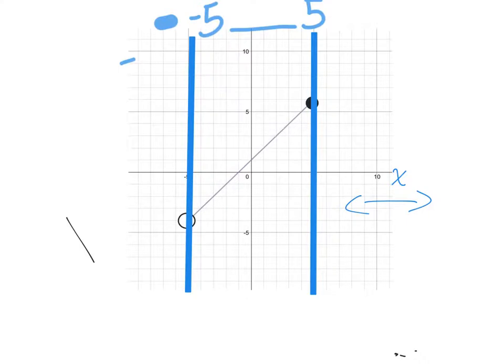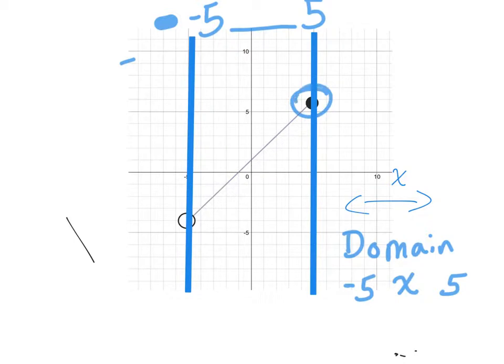Now how do we write that? Well, as an inequality. We know that our x values will be less than or equal to 5, but bigger than -5. And as we can see here, because of that closed circle, we know that we can use the x value of 5, but because of this open circle, we can't.